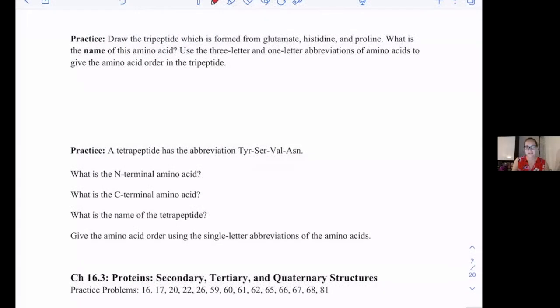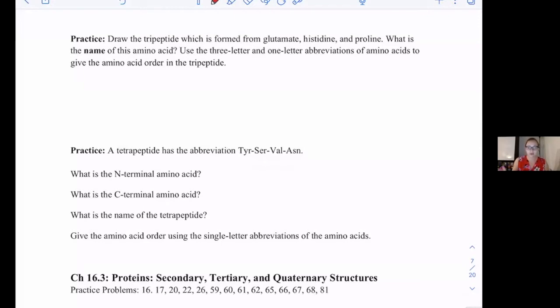Okay, so we're going to do this practice problem with primary structure. Draw the tripeptide, which is formed from glutamate, histidine, and proline. What is the name of this amino acid? Use 3-letter and 1-letter abbreviations of the amino acids to give the amino acid order in the tripeptide.